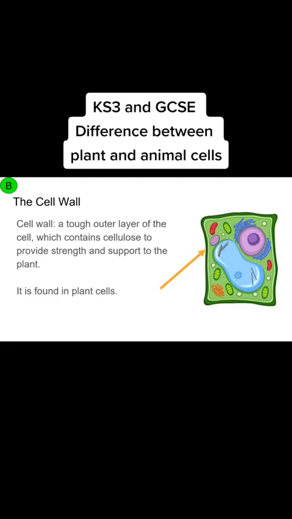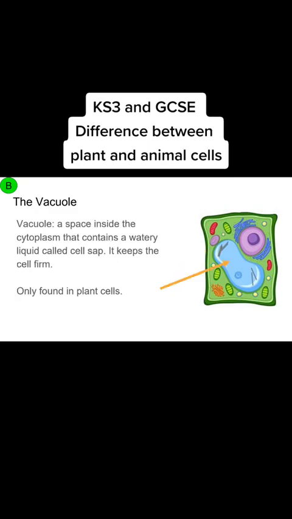Cell wall is a structure that is found in a plant cell but not in an animal cell. Cell wall is a tough outer layer structure for the plant cell. It's made out of cellulose, and its job is to provide strength and support to the plant so it can stay in one shape.